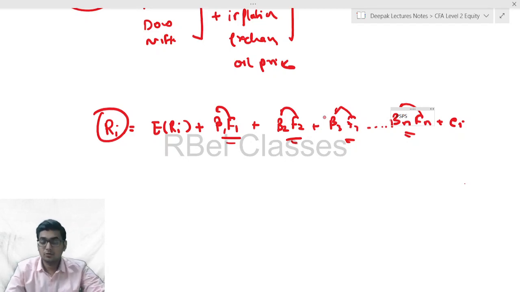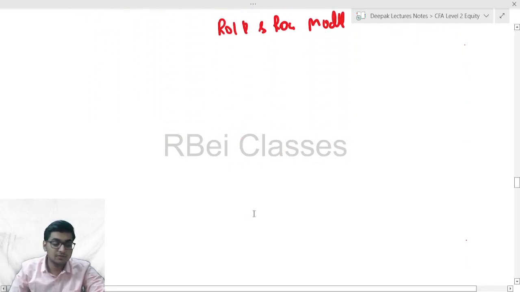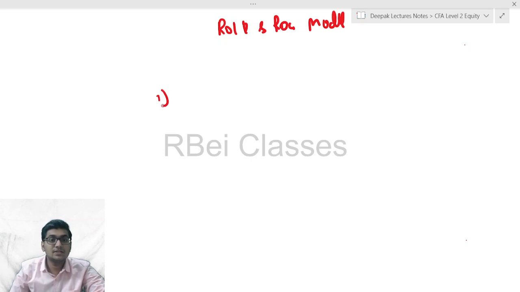Then we have the Roll and Ross model. They have suggested some factors. Okay, what are those factors which are suggested by them? One is the yield curve. They suggested to take the difference between the short term rates and the long term rates. That will give you a hint about the growth in the economy, about how the economy is going to perform.